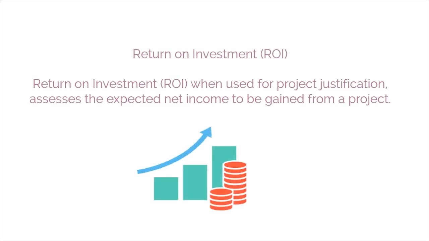First method we are going to learn is return on investment. Return on investment, when used for project justification, assesses the expected net income to be gained from a project. Return on investment equals project revenue minus project cost, divided by project cost.